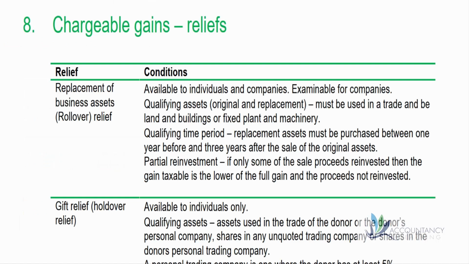Section 8 of the reference materials also helps us with this. It tells us that the qualifying assets must be used in a trade and be land and buildings or fixed plant and machinery. So it can be more than that, as we just discussed, but it's not just buildings.